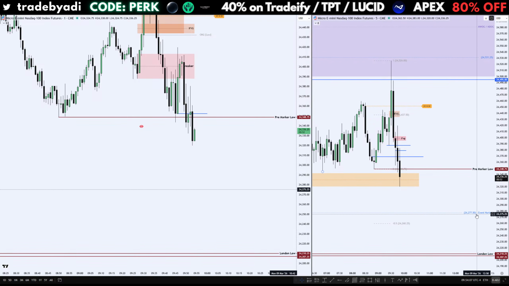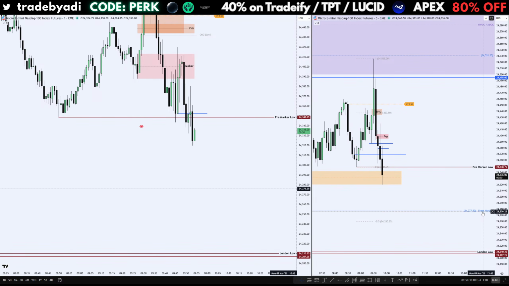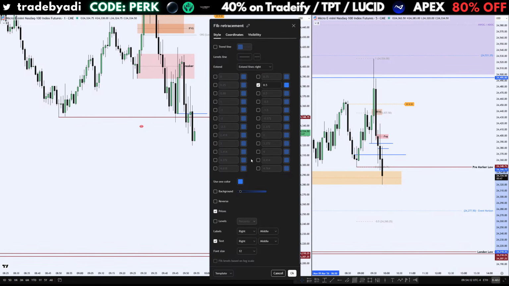The 24,277 is the event horizon. Many people do not know what that level is, but you just have to put the 50% of the two liquidities. You just have to calculate this low and this high. It is the pre-market low and the London low, and because this gap is big, that's why you have to put this event horizon. Most of the time you're going to see the retracement area over here. You can book something at this price if we have a displacement to the downside.